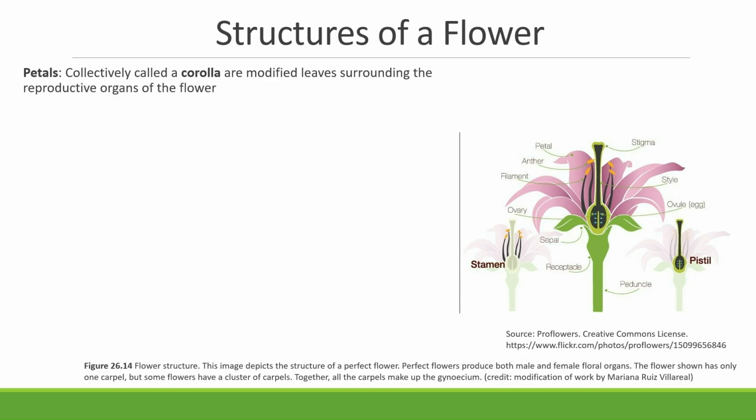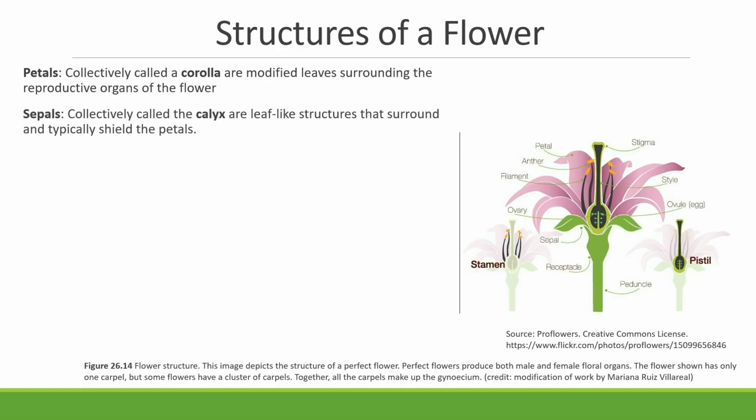Let's go through the structures in the order they appear on the slide, starting from the outward parts of the flower and moving inward. The petals are the colorful parts most people notice first. Collectively, they are called the corolla, and they are modified leaves that surround and protect the reproductive organs. Their bright colors, scents, and sometimes ultraviolet patterns serve as advertisements to attract pollinators such as bees, butterflies, birds, even beetles.